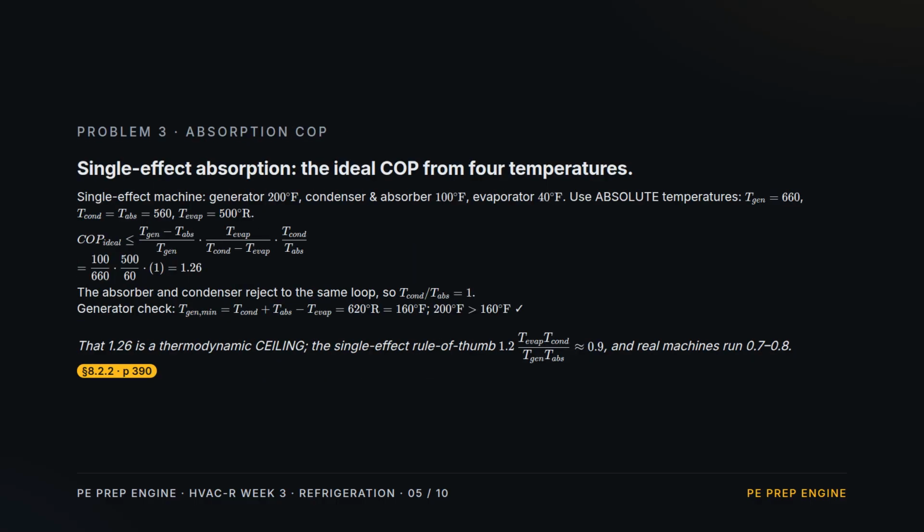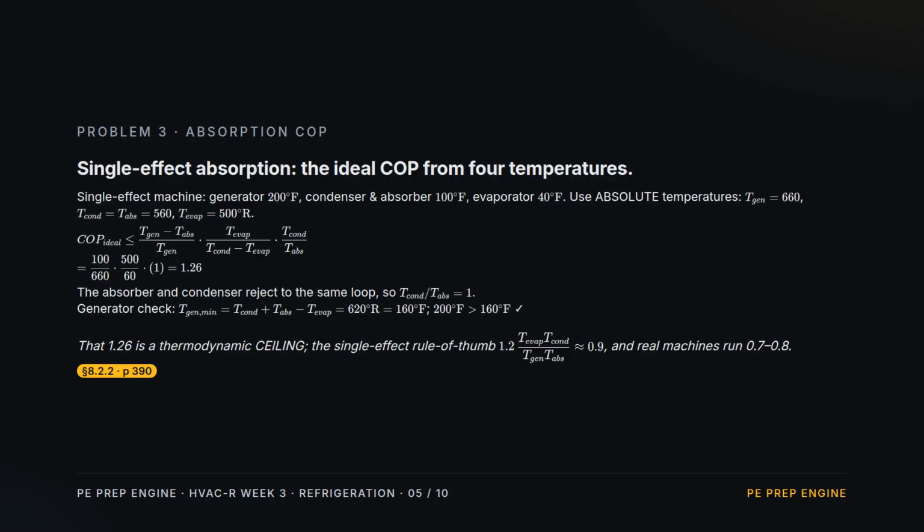Problem 3. A single-effect absorption chiller. Everything here is absolute temperature, so convert to Rankine first. Generator 660, rejection 560, evaporator 500. The ideal COP is the generator factor times the evaporator factor times the condenser over absorber factor. Because the absorber and condenser reject to the same loop, that last factor is 1, and the ideal COP works out to about 1.26. Then check the generator clears its minimum firing temperature, 160 Fahrenheit.